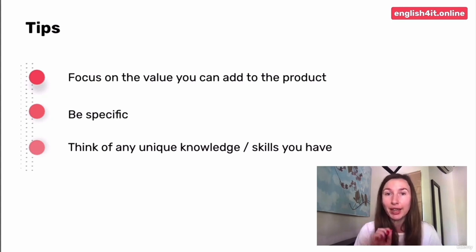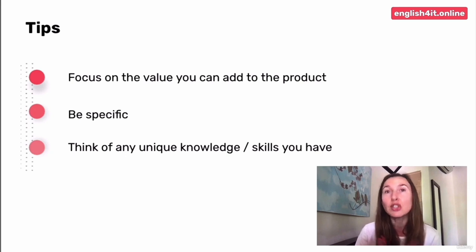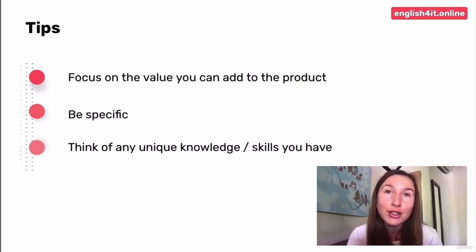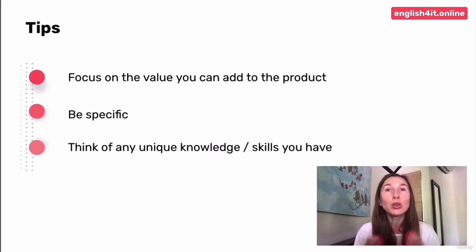Be specific and think of any unique knowledge or any unique skills that you have. And if you think that you are not a unique person or there is nothing unique about your job and what you do, you're mistaken. You are mistaken because we are all unique. It's just difficult for many of us to see that in ourselves.